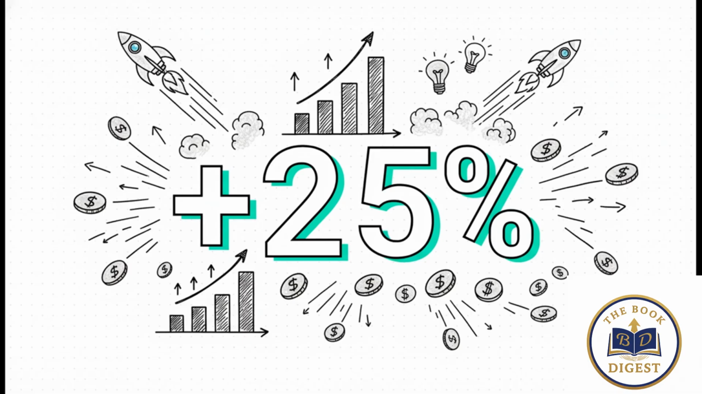He set the minimum bar pretty high, at least a 25% jump in current quarterly earnings compared to the same quarter last year. But the real game changers? Man, they were often showing growth of 50%, 100%, sometimes even more.